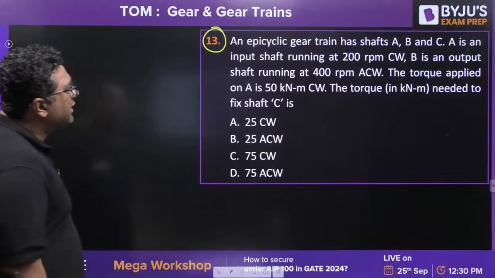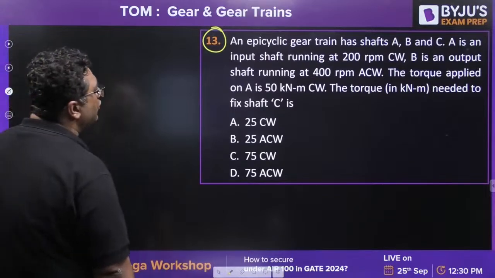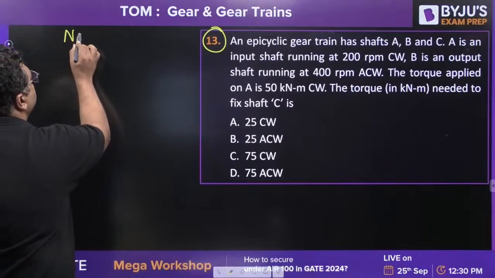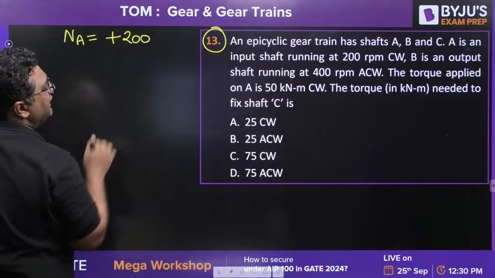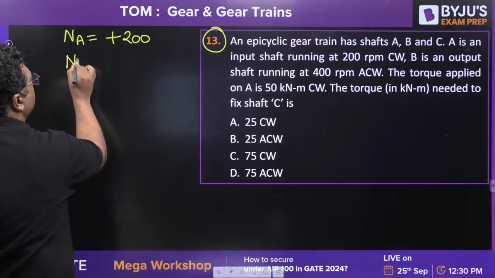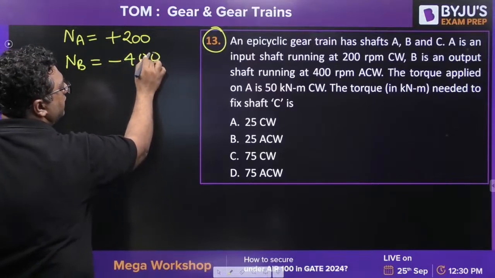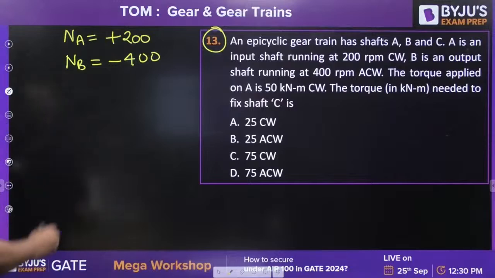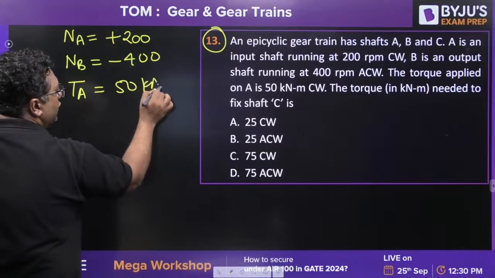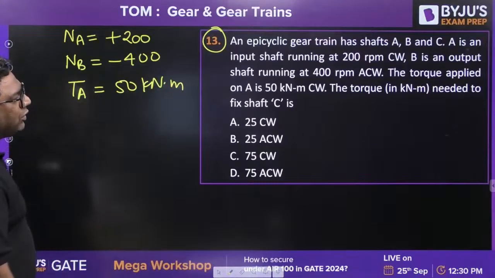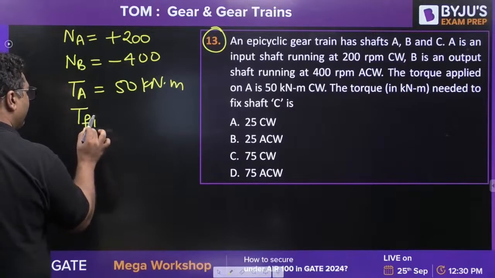An epicyclic gear train has shafts A, B, C. A is the input shaft running at 200 RPM, NA is plus 200. B is an output shaft, NB is minus 400. Torque applied at A, TA is 50 kilonewton meter. The torque needed to fix the shaft C. You need to find out the fixing torque.